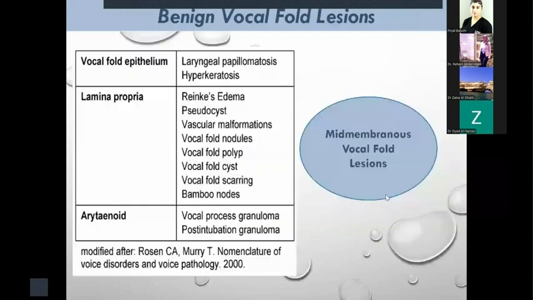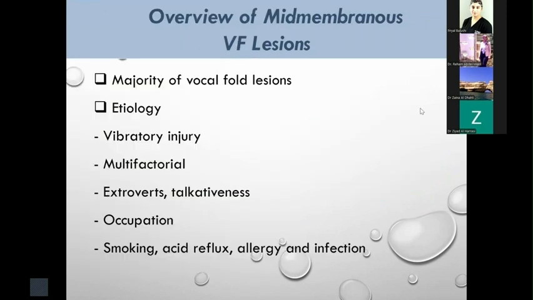There are seven distinctive mid-membranous lesions of the vocal fold: nodules, cysts, polyps, vascular malformation, Reinke edema, reactive lesions, fibrous mass, and vocal bamboo nodes. Actually, mid-membranous lesions represent the majority of causes of voice disorders, and they are mainly caused by vibratory injury of the vocal fold, vocal abuse or misuse. However, there are other multifactorial incriminated factors like extroverted personality, the patient's occupation, and of course smoking, acid reflux, nasal allergy, or recurrent upper respiratory tract infection.